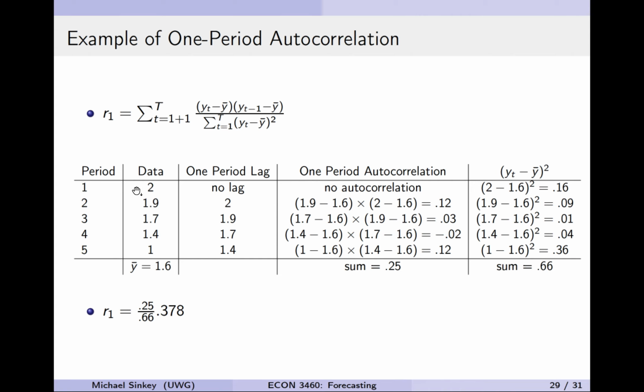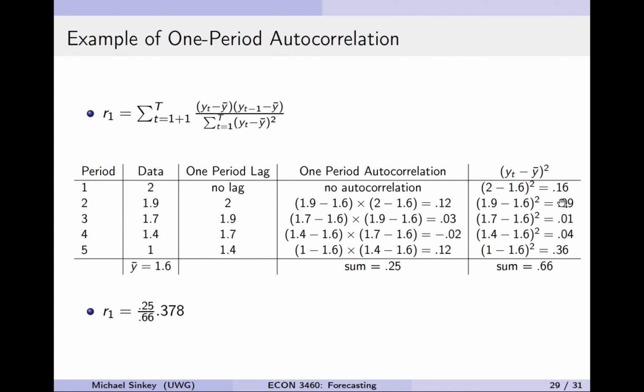So I take 2, that's the data, I subtract the mean, I square it, that's the first one. I'm going to do it 5 times because t is 5 periods. So I'm doing a 1-period autocorrelation, and I start with period 2. I compare the data, which is 1.9, to the mean, which is 1.6, and multiply by the lag, which was 2 minus the mean of 1.6. So I have 0.3 times 0.4, which is 0.12. And for the denominator, this last column is 0.3 squared, which is 0.09.